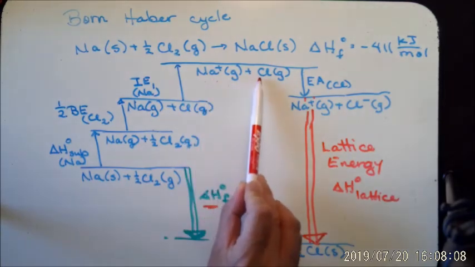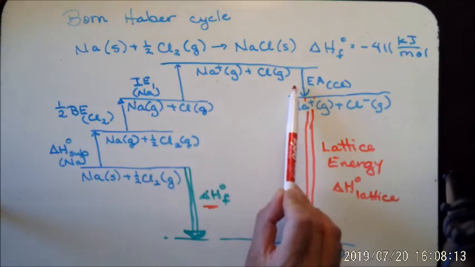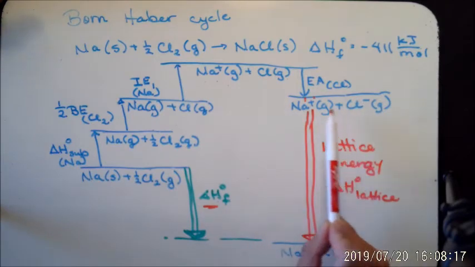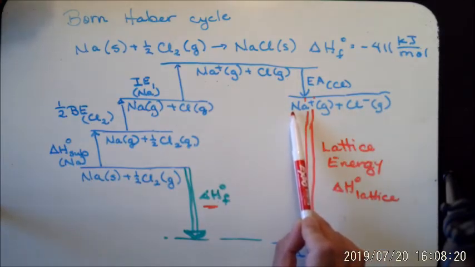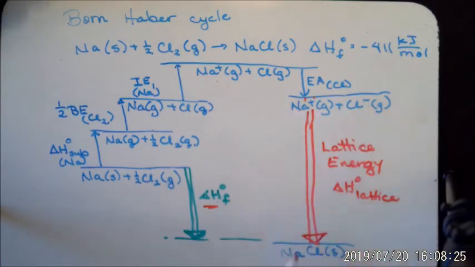And now if I take my chlorine and I put an electron on it, that's basically an electron affinity. We were talking about that when we were looking at periodic table trends. So finally I have in the gas state my sodium ion and my chloride ion. And when you combine those to form your solid, that is your lattice energy. So even though we can't measure it directly, by using the Born-Haber cycle and being able to measure all these different values, we can derive the lattice energy for essentially any salt that we encounter.